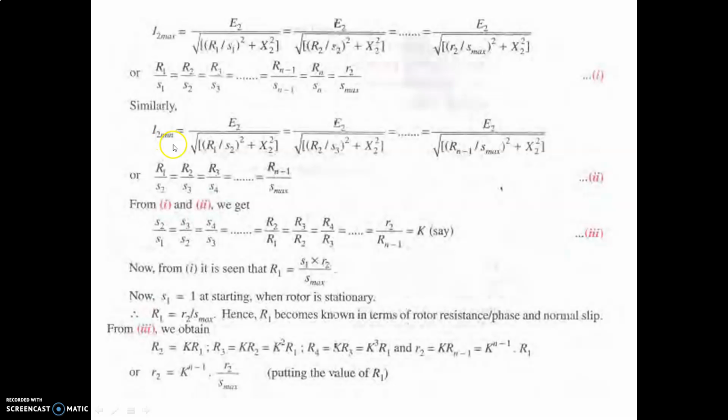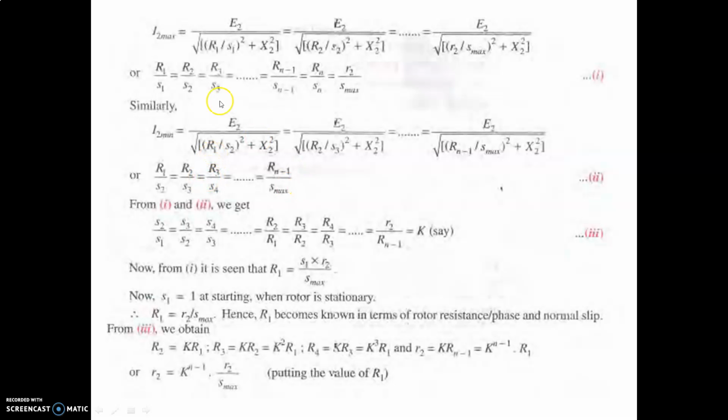Finally it is going to be consolidated for I2 max and I2 minimum. Here R1 by S1, R2 by S2 and so on. The final value of resistance is R2 by S max. In the minimum current you can write R1 by S2, R2 by S3 and so on. The maximum value of slip is S max. The previous resistance is Rn minus 1, so here it is Rn minus 1 by S max.